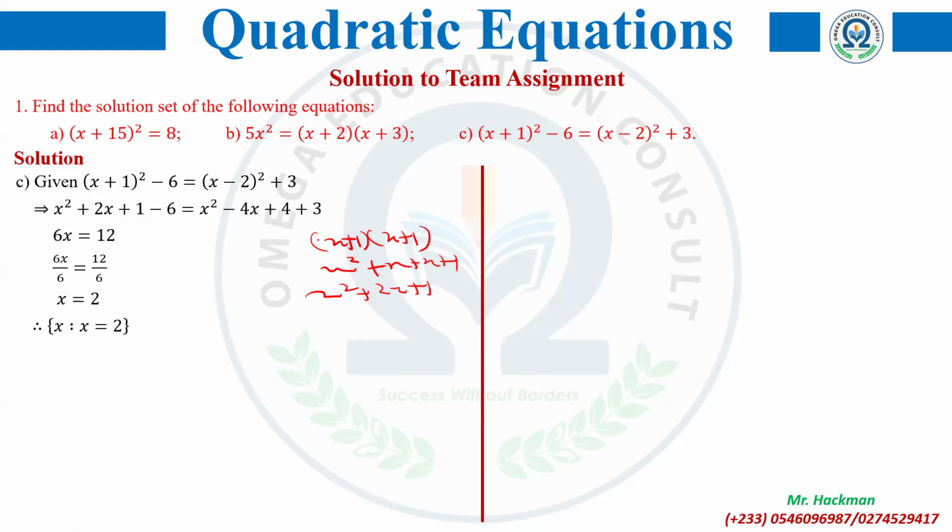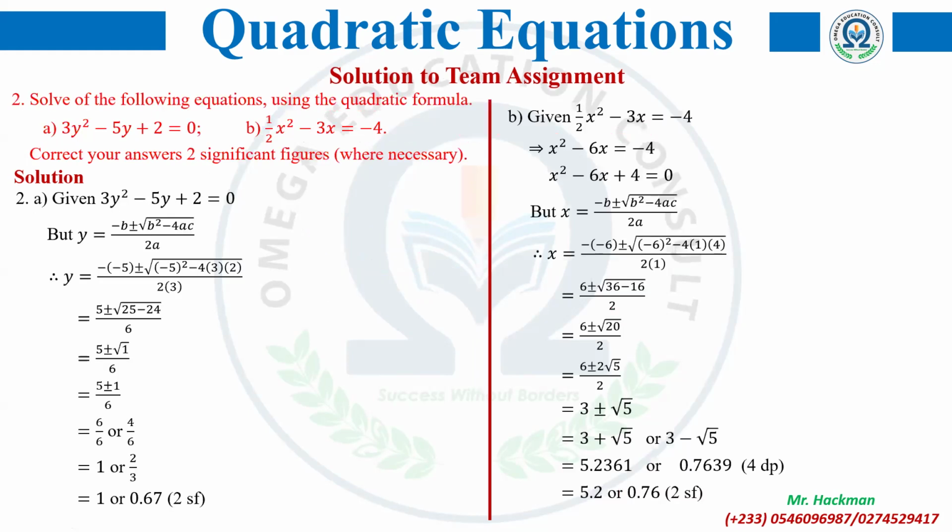Okay, so now to the second question, which will be the last question for this session. Solve the following equation using the quadratic formula. So you underline using the quadratic formula. If you use any approach, you are wrong. Then again, there is another information here: correct your answer to 2 significant figures when necessary. So you underline this as well. Until your solution has the whole of what we have underlined taken care of, you won't get the full score, basically, even if you do everything right until it.